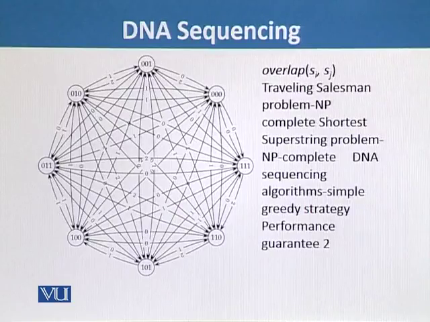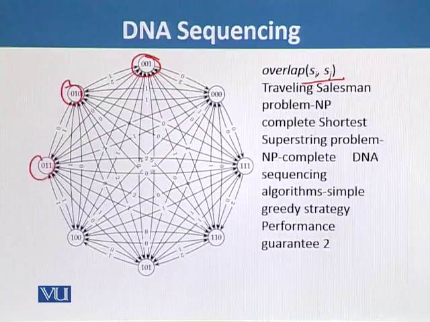So if we define the overlap of Si and Sj to be the length of the longest prefix of Sj that matches the suffix of Si, the shortest superstring problem can be cast as a traveling salesman problem in a complete directed graph with n vertices. The n vertices correspond to the strings S1, S2 up to Sn, and edges have length equal to the overlap of Si and Sj. We can see in this figure that these are the 8 3-letter strings 1, 2, 3 and so on, and they overlap with each other.